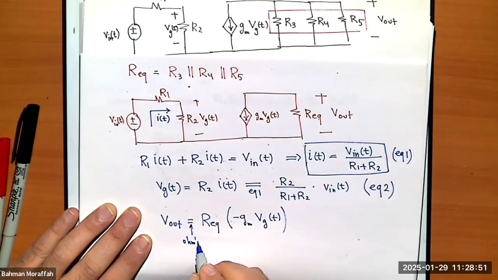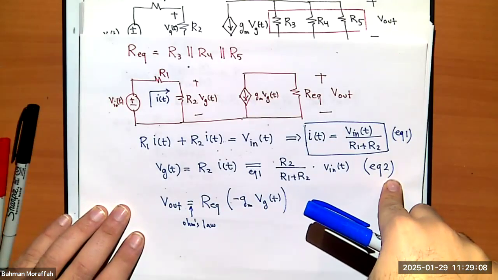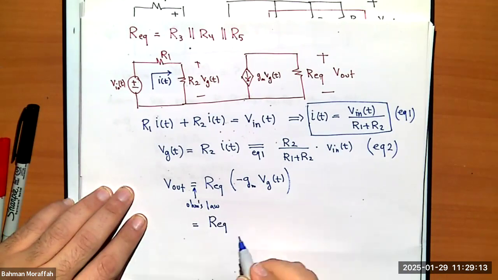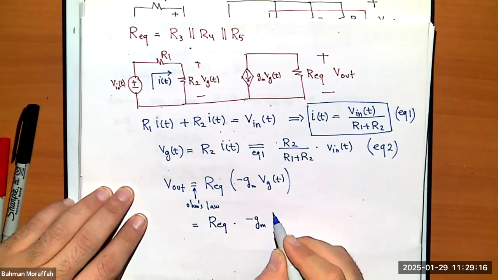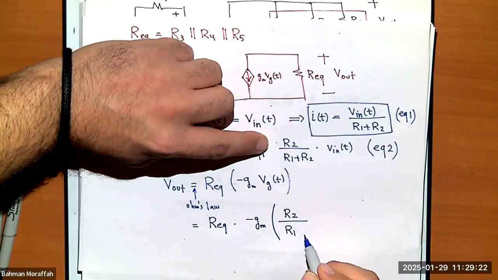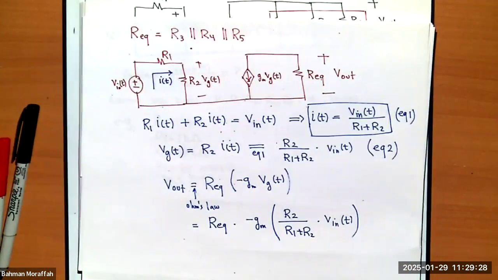And this is again based on Ohm's law. If I look at this equation, I don't know VG of t, but I already computed it. That's my equation 2. I can plug it in here. So that's the same as R equivalent times minus gm times VG of t, which is R2 divided by R1 plus R2 times Vin of t. Now, if I look at this equation, everything is known to me.